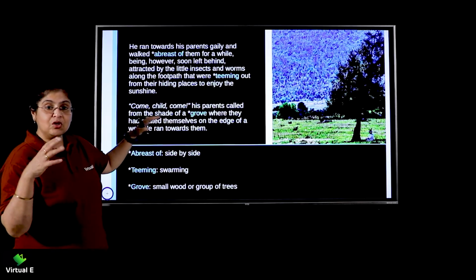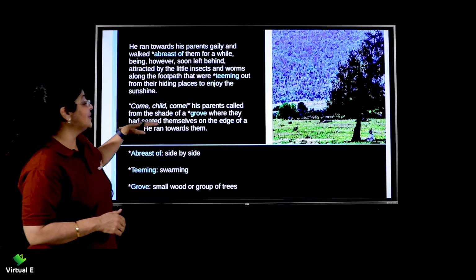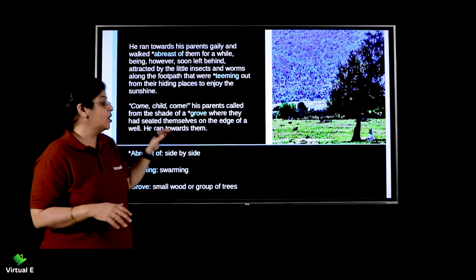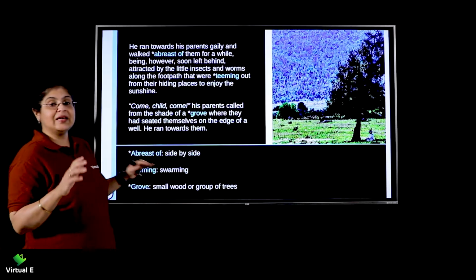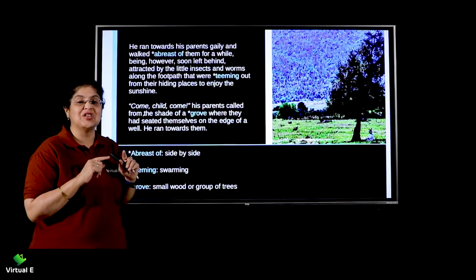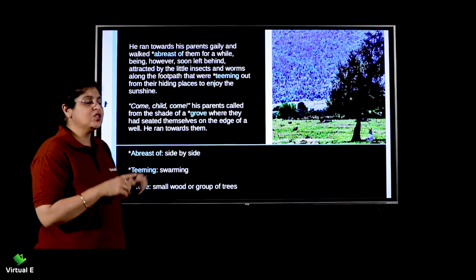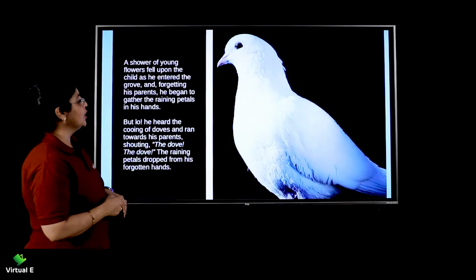So they were walking in that shade. So they went there and they had seated themselves where? On the edge of a well. There was a well and on the edge they had taken some rest on it. He ran towards them. Very sweet child, wasn't he? He ran towards them. He did not say anything. He saw that and he just kept moving on.